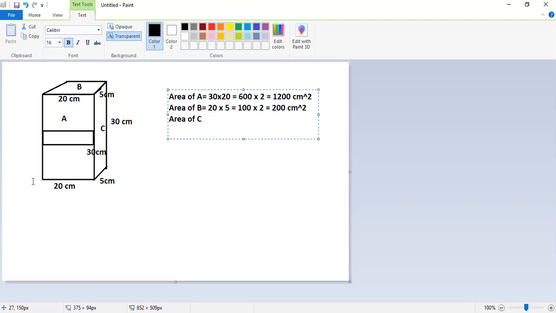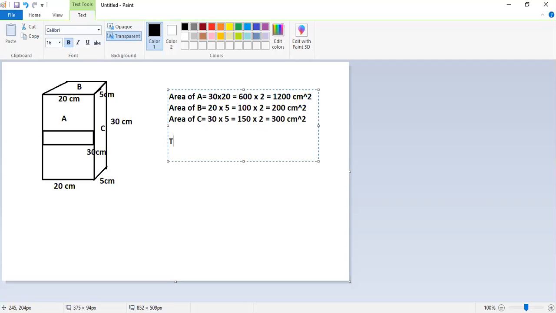Okay, then area of C, that's the face side C. Again, we have the right side and the left side. So C is going to be equal to, what is the length here? It's 30 and the width is 5. Usually we take the longer side as the length. So 30 multiplied by 5 is going to give you 150. Now 150 multiplied by 2, right? Why are we multiplying by 2? Because two sides, right and the left. So the right is 150, the left is also 150. So rather than adding them, we are just multiplying. So 2 multiplied by 150 is 300 centimeter square.